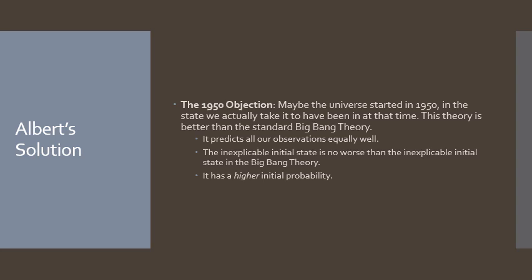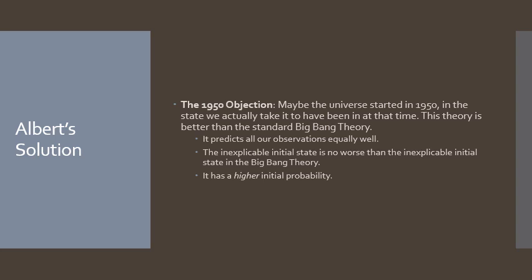Okay, here's a related objection. I call this the 1950 objection. So imagine putting forward the hypothesis that the universe started in the year 1950. So we take the universe to have been in a certain physical state at that time. Suppose somebody says, yeah, maybe that was the first moment of time. And it just started out in that state, exactly the state that we think it was in 1950, except there just wasn't anything at all before that.